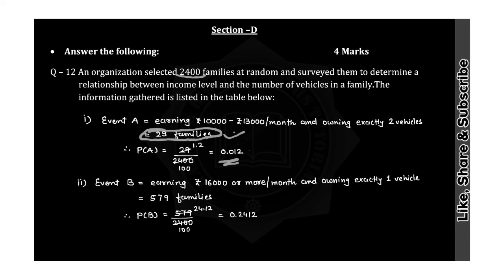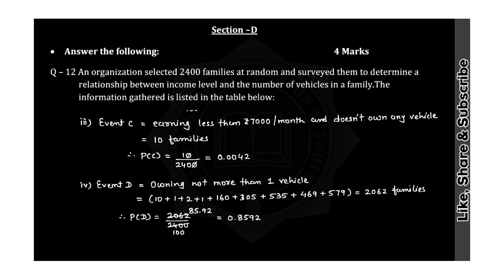Now consider the second, event B. Earning rupees 16,000 or more per month and owning exactly 1 vehicle. From the table, such a condition is fulfilled by 579 families and that will be your favorable outcome, and therefore the probability will be 579 upon 2400. Now dividing by 24, in the numerator there will be 24.12 and in the denominator there will be 100, and therefore the final answer will be 0.2412.